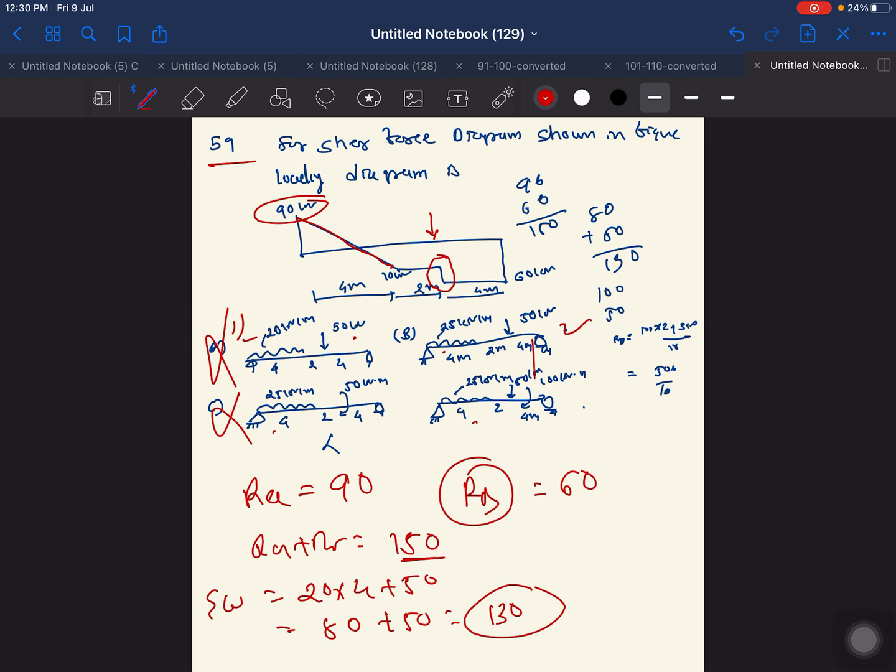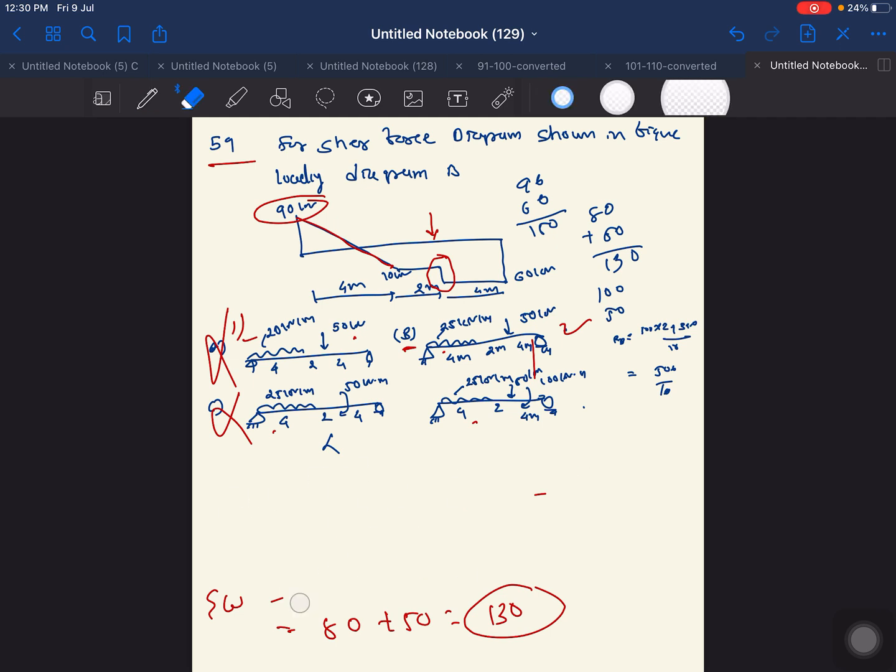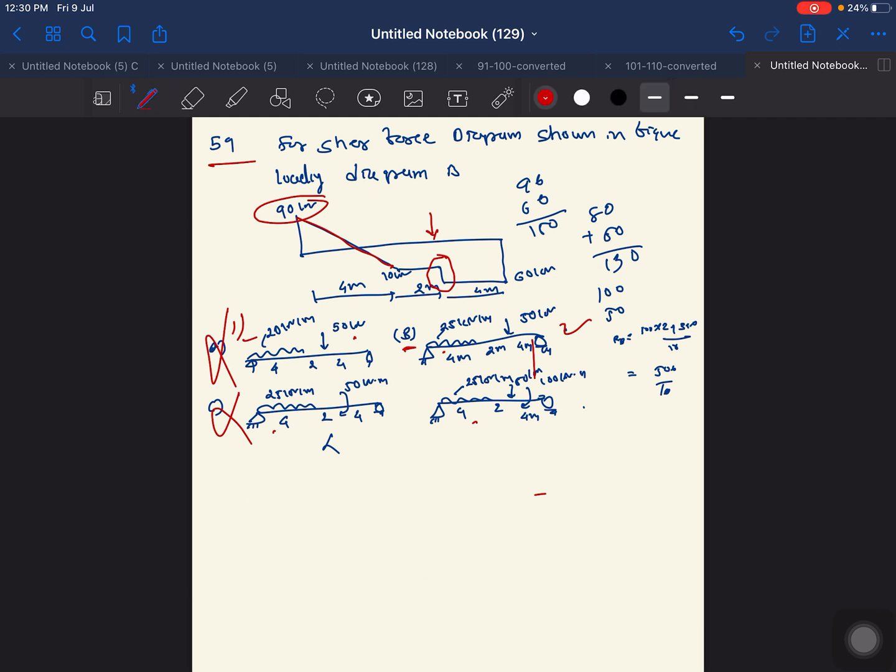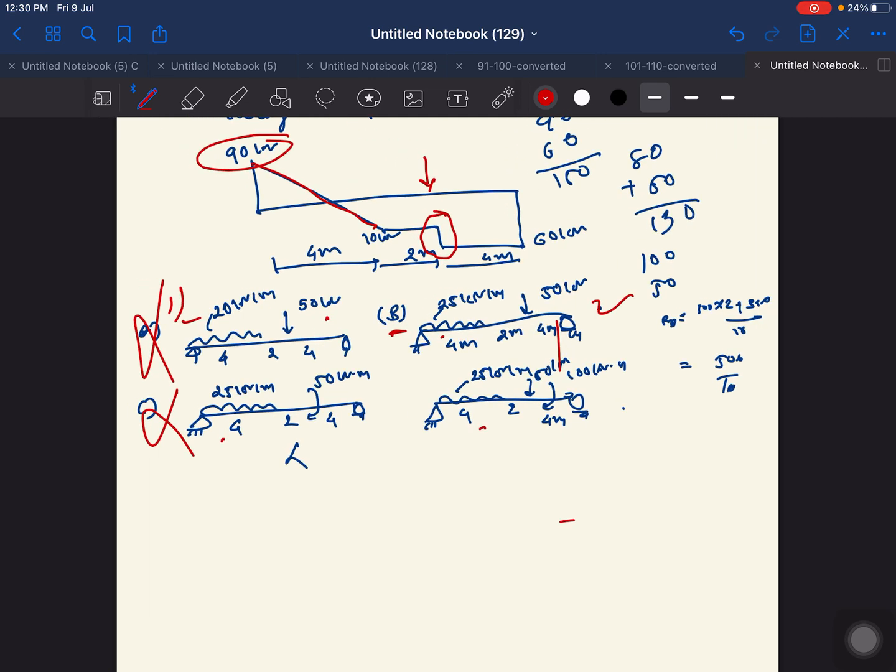So for that, let's find out the reaction for option B. How to determine the reactions for the B case? We take sigma moment at A equal to 0. So RB into 10 is equal to 25 into 4 into 2, plus 50 into, because over here the total reaction is 25, 4s are 100, plus 50, that's why 150 is there.